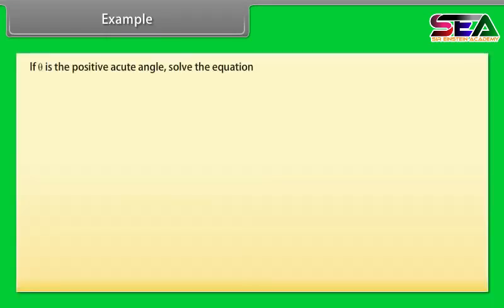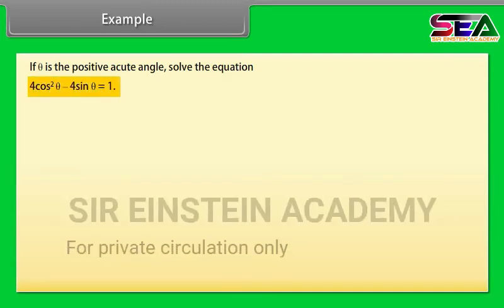Example. If theta is the positive acute angle, solve the equation 4 cos square of theta minus 4 sin of theta is equal to 1.